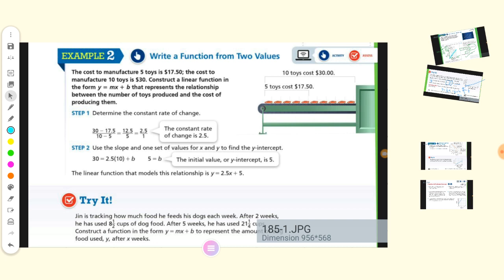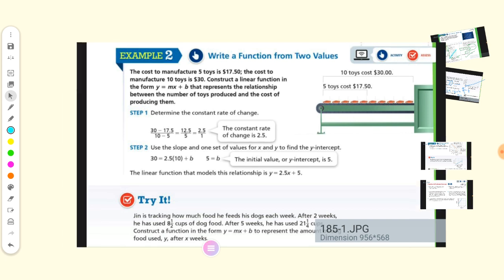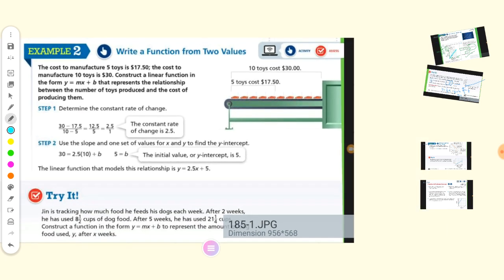So the initial value: as you go into a restaurant, you have to pay something called a minimum charge. You have to pay something, even if you didn't ask for anything. So it's called the initial value. The initial value here represents b. In this example, he gives me 10 toys cost 30, and 5 toys cost this amount of money.